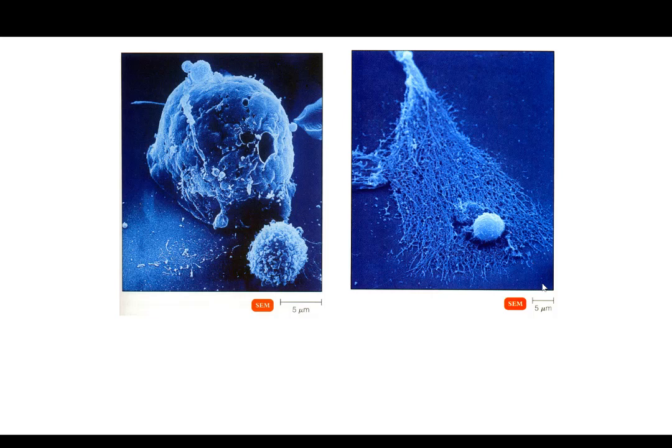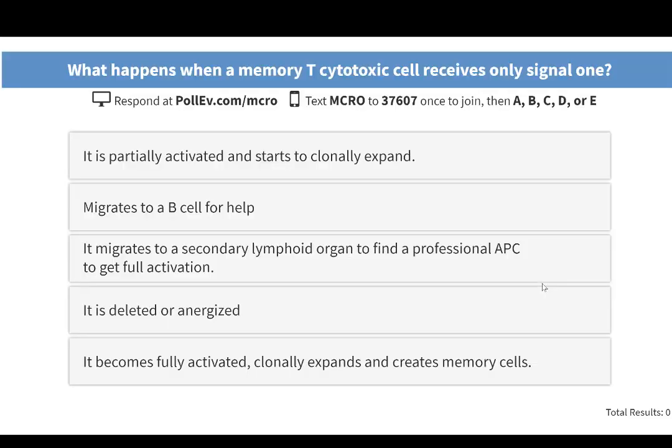We just don't know how to do it yet, and we don't know why tumors make M2 macrophages, how they generate those. We don't know what causes their formation. We just know that they're there. Okay? This is a T cytotoxic cell response. What happens when a memory T cytotoxic cell receives only signal 1?